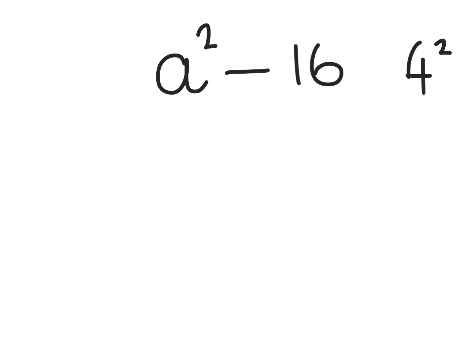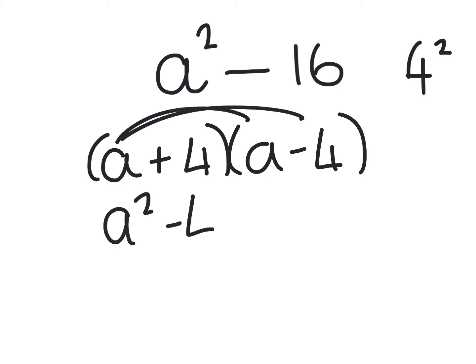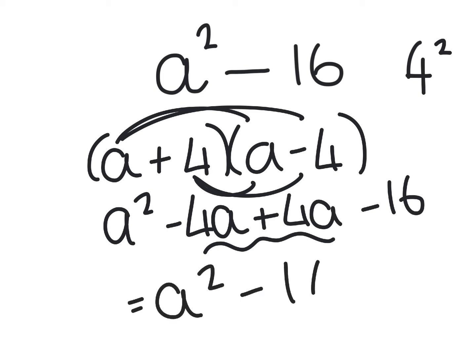Now, what I'm going to do is take you to a very simple question. And we're going to expand these brackets. Now when you multiply this out, a times a gives you a squared. A times minus 4 gives me minus 4a. 4 times a is plus 4a. And 4 times minus 4 gives me minus 16. Now if you tidy this up, those middle two become 0. So you're left with a squared minus 16.